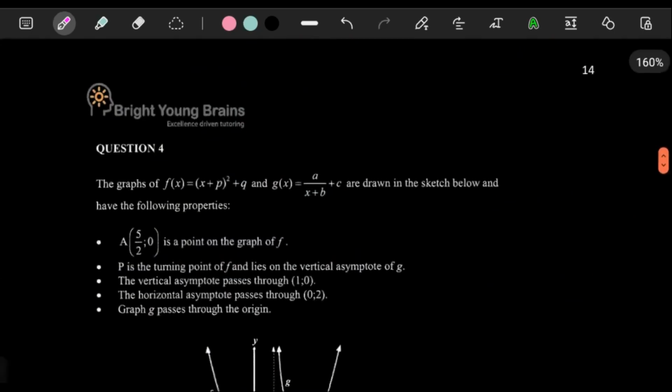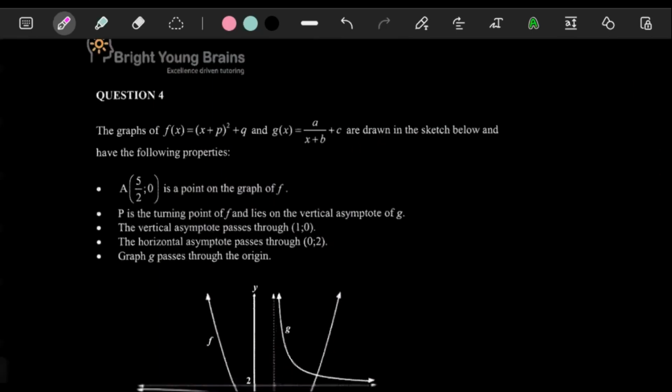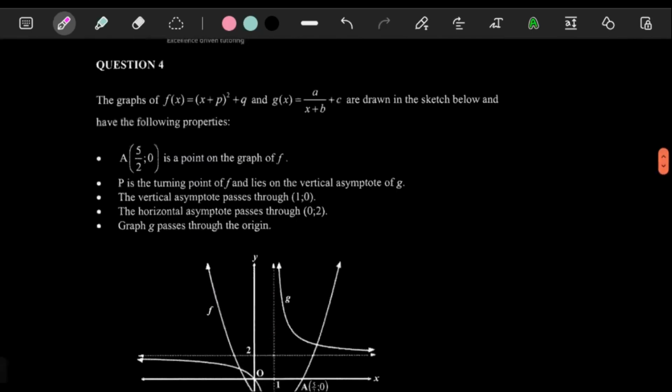Question number 4. Question number 4 looks good. I just literally said that, but I guess let's see. It says the graphs of f of x and g of x. So it's two graphs. One is a parabola, one is a hyperbola. The two equations are left blank, which is quite mean of them. But I mean, the more blank they leave it, the more marks, I guess.